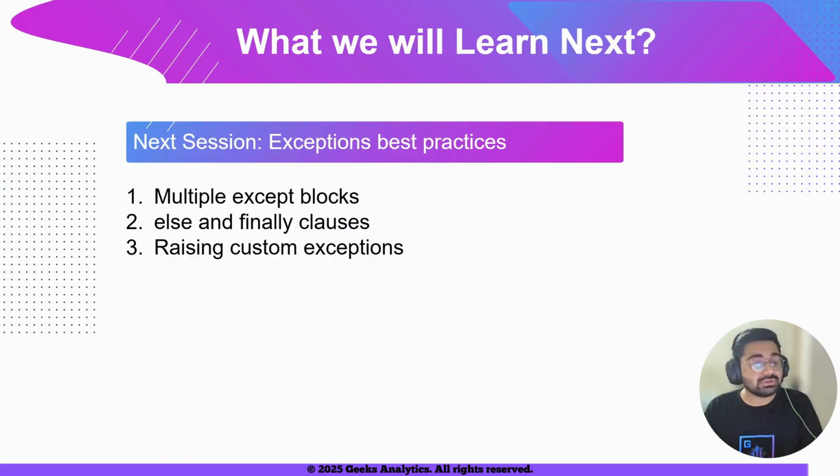In the next session, we will go one step further and learn how to handle multiple exceptions in a clean way, how we can combine multiple exceptions in a single line. Then we will see else and finally, and how those two can be integrated with the try except block. We will also understand why raising our own exceptions can sometimes be helpful.